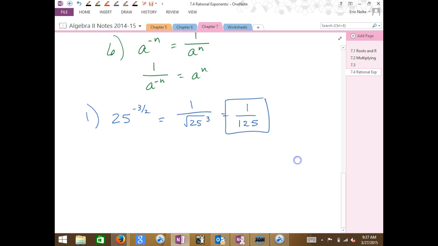Okay, how about this one? If I have 32 to the 3/5 power, what would you do? What's my root? The 5th root. Good. 5th root of 32 cubed. Okay, so again, break the root first. So what's the 5th root of 32? 2. Nice. So what's 2 cubed? 8. Very good.